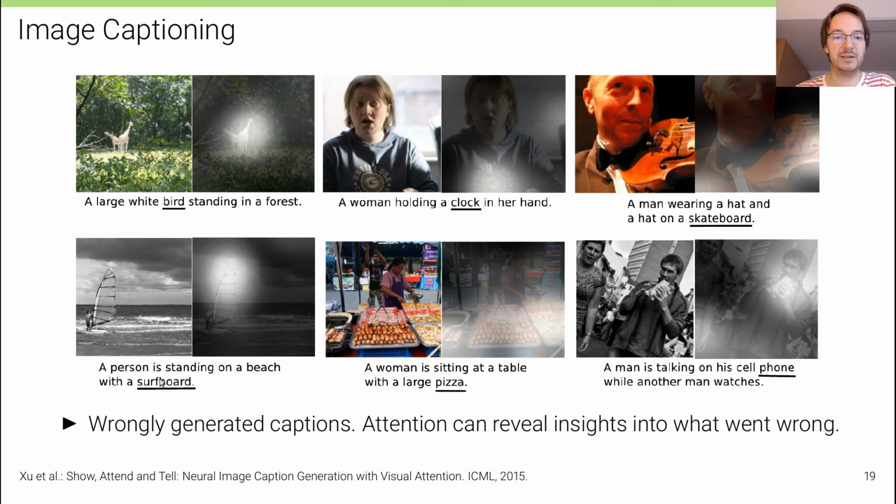A person is standing on a beach with a surfboard. It correctly classifies the surfboard. A woman is sitting at a table with a large pizza, so that's not a pizza, but it might look like a pizza. So you can get some insights into what the model attended to and what might have gone wrong.